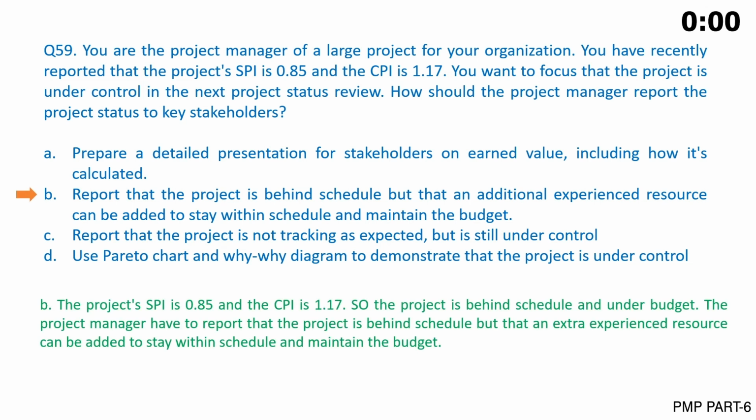The answer is B. The project's SPI is 0.85 and the CPI is 1.17. So the project is behind schedule and under budget. The project manager has to report that the project is behind schedule but that an extra experienced resource can be added to stay within schedule and maintain the budget.